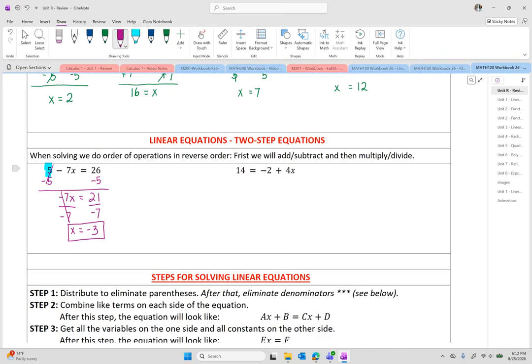In the other example, I have 4x minus 2, so my first goal is to get rid of the -2 that is next to the 4x. I will do that by adding 2 on both sides. I will get 16 equals to 4x, and then to solve for x, I will divide by 4 both sides, and therefore I will get 4 equals to x.